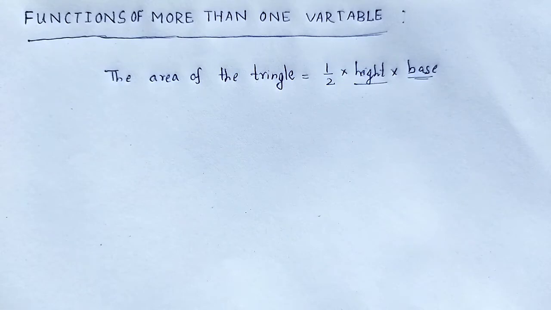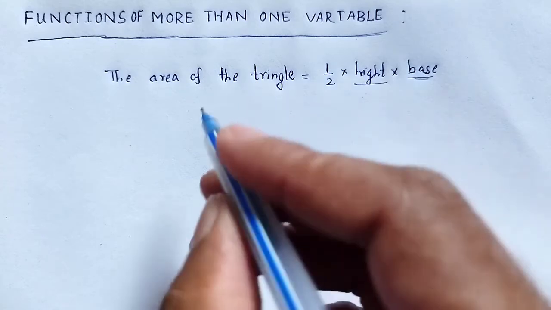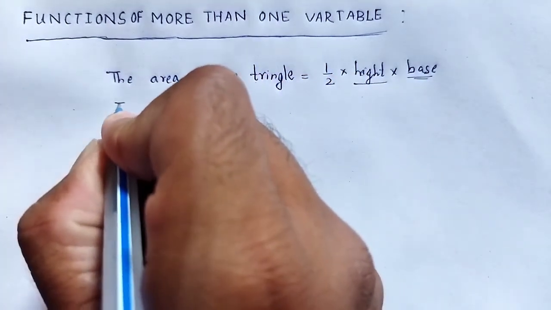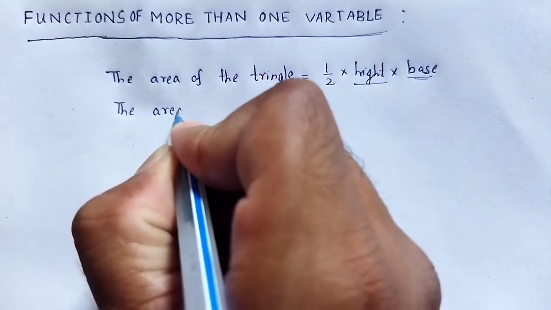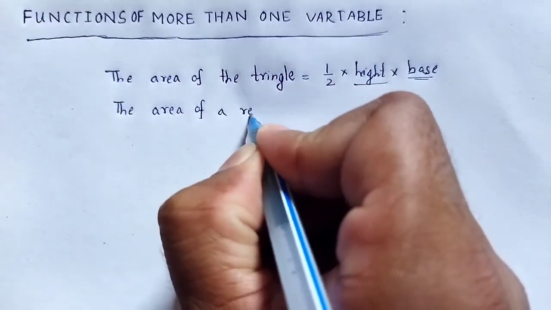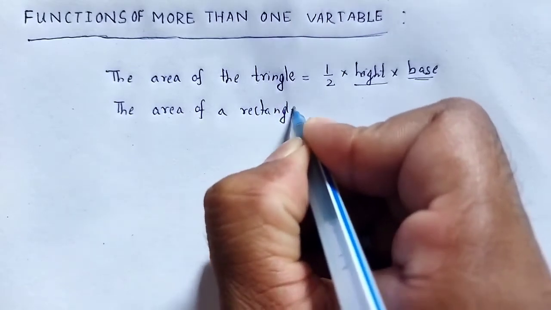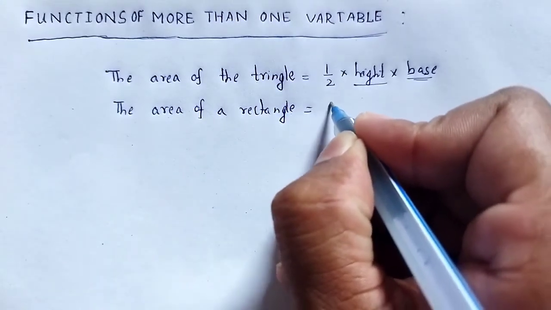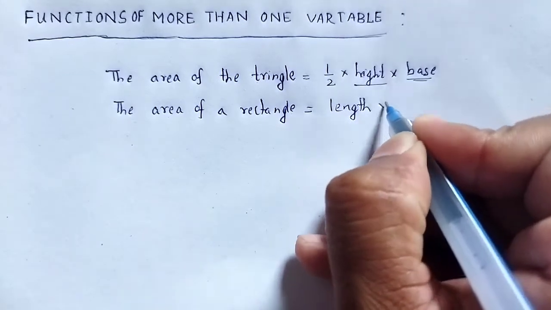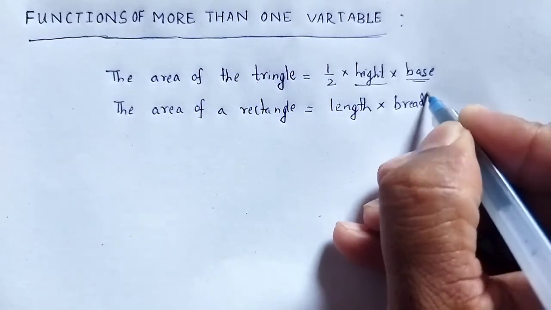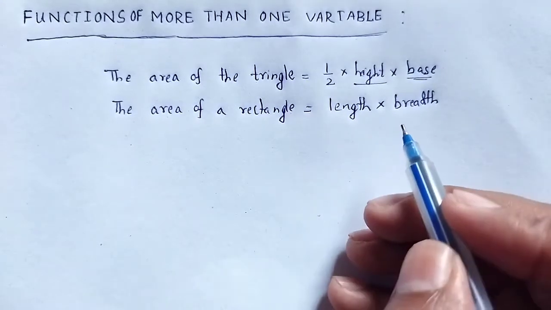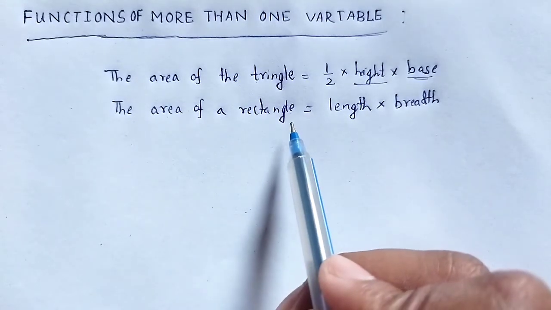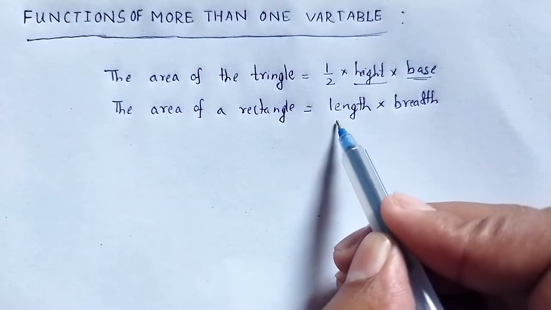Again, if we take examples like the area of a rectangle, that is the product of length into breadth. That's why the area of a rectangle also depends upon two quantities, one is length and another one is breadth.